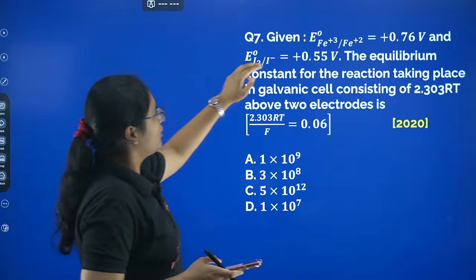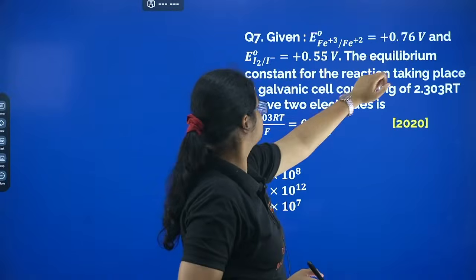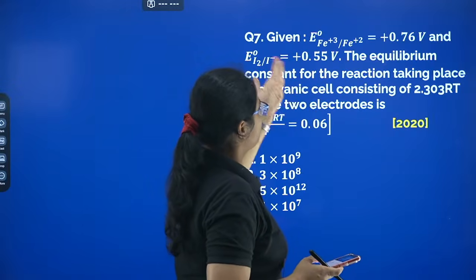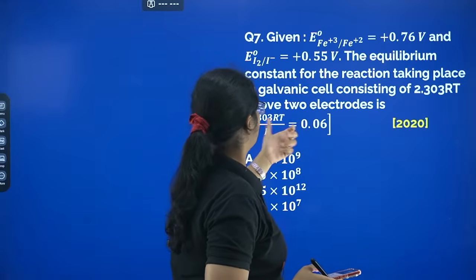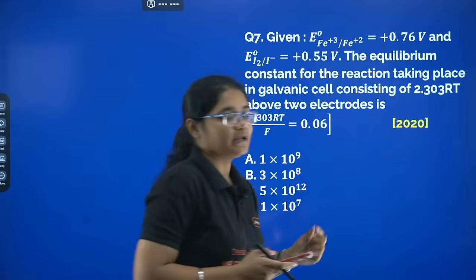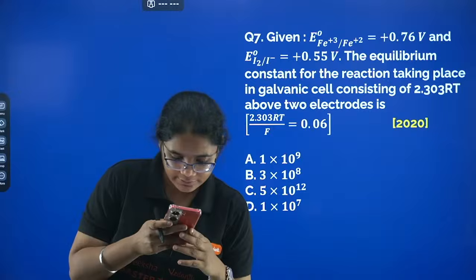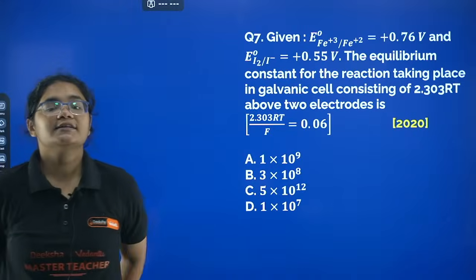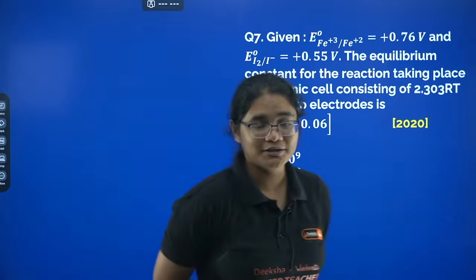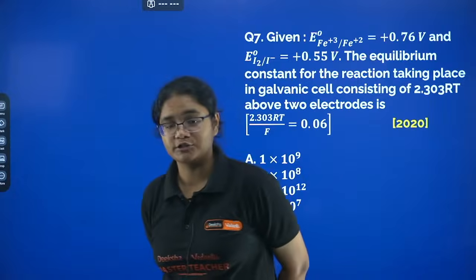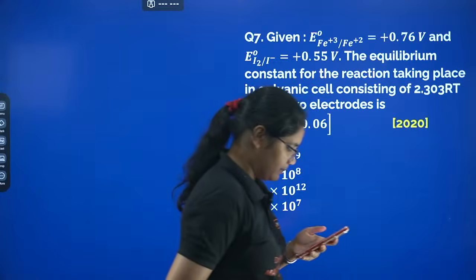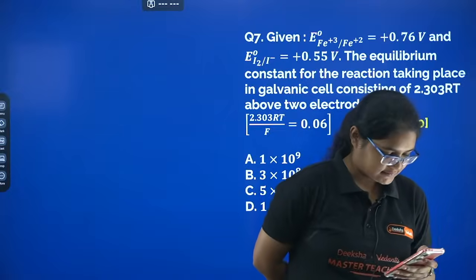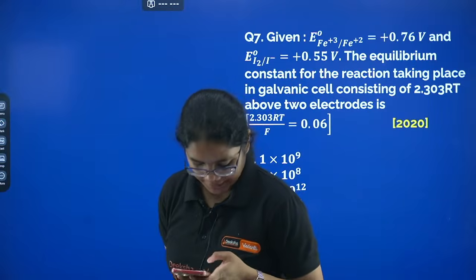E naught of Fe plus 3 to Fe plus 2 is given and I2 is given. You have to find out the equilibrium constant for the reaction, and the 2.303 value has to be taken as 0.06. This is a similar question to what we have already solved. So students, please try to solve this question and tell me the answer, how much you are getting. Everyone, all 9 students here, please try to solve this one quickly.